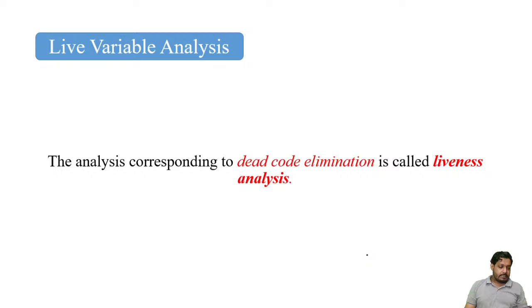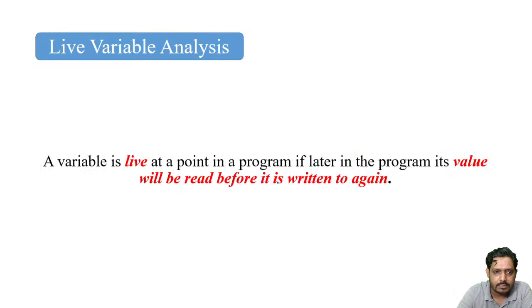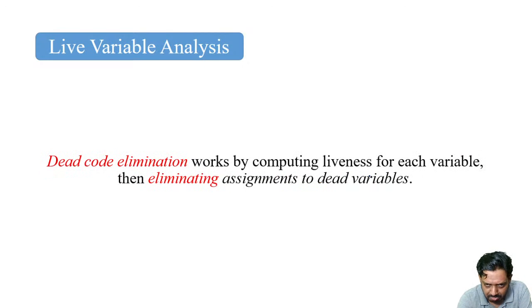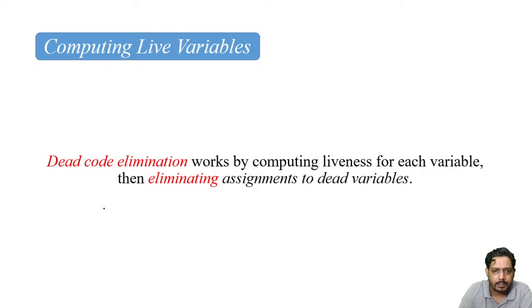Okay, so the next analysis that we are doing. Manual is also possible and this way is also possible, but the analysis corresponding to dead code elimination is called the liveness analysis. I already told you that a value must be read before it is written to again. So someone must have read that particular value. Dead code elimination works by computing the liveness of each variable, then eliminating the assignment to the dead variable. And this is also an analysis that we will look at here.